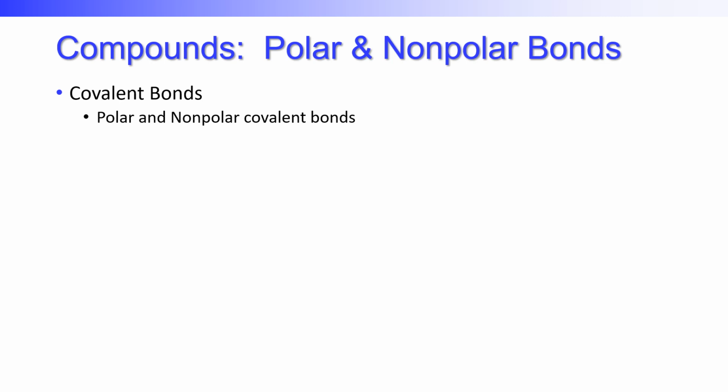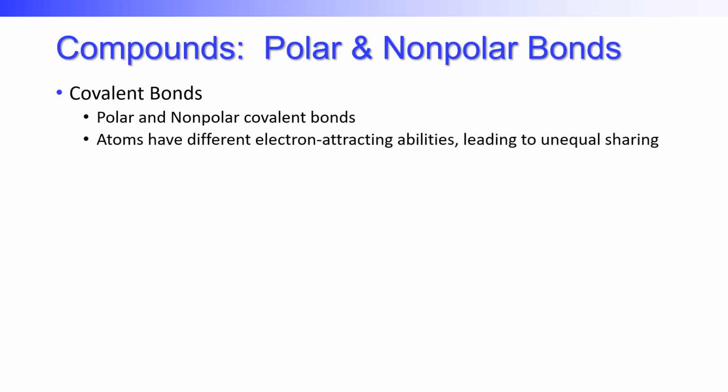So what does that mean? Well, it means that atoms have different electron attracting abilities. And based upon this, we can have either the equal sharing of electrons or unequal sharing of electrons. So, what's the concept behind that?